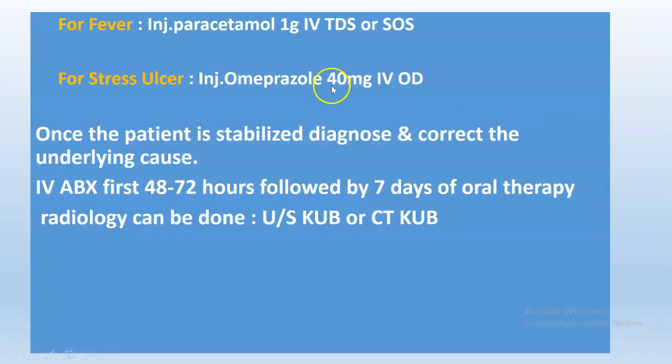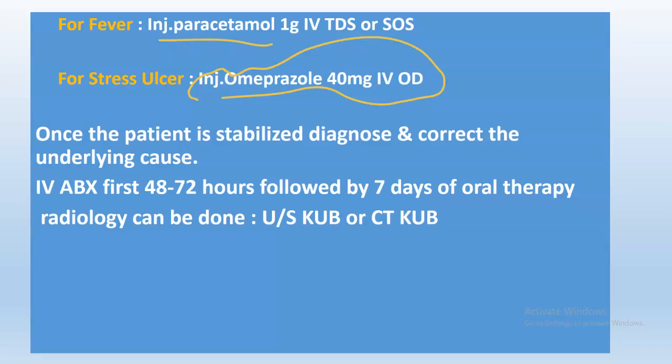Once the antibiotics have been given, for the fever we need to give paracetamol 1 gram IV TDS. For stress ulcer, because most of the patients are under stress, we can give prophylactically omeprazole 40 mg IV OD. Any PPI can be used.